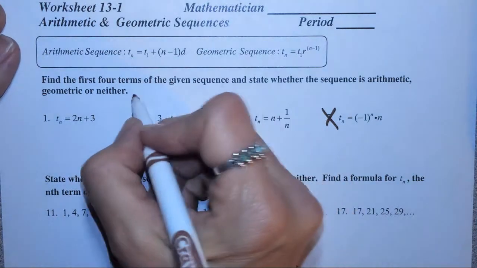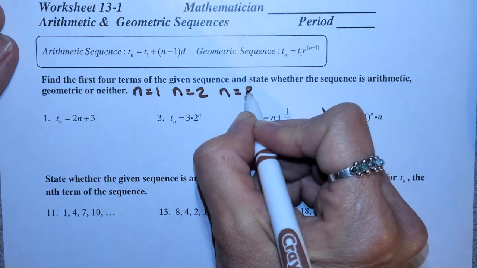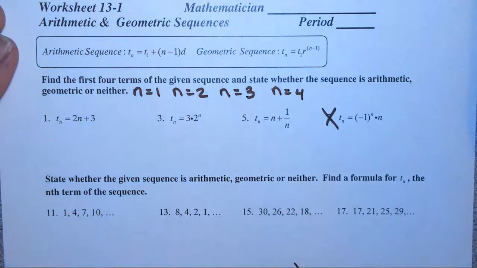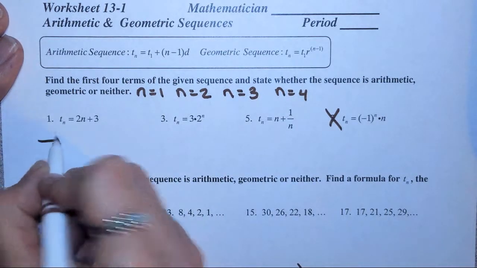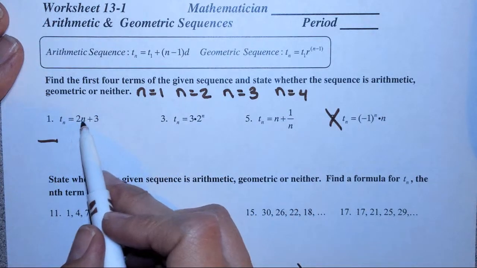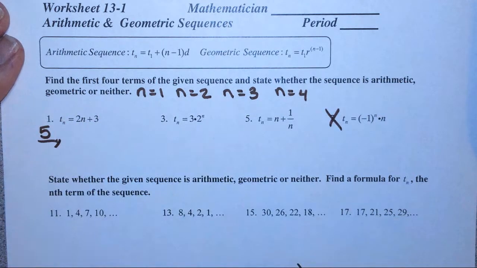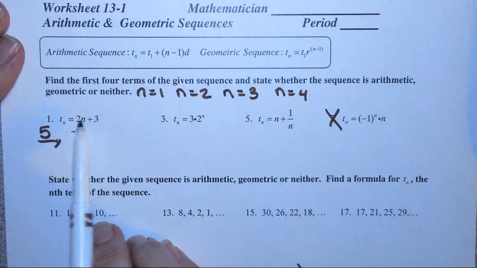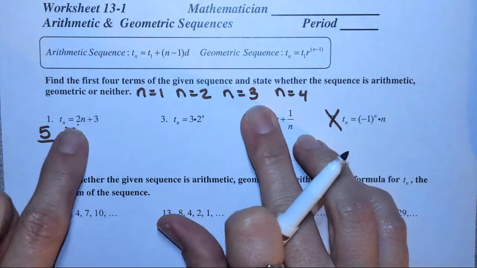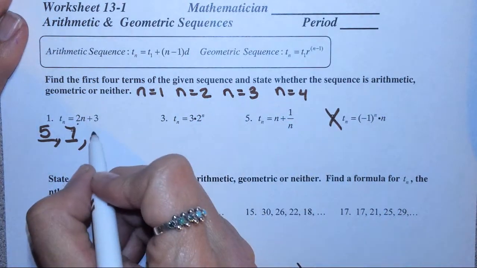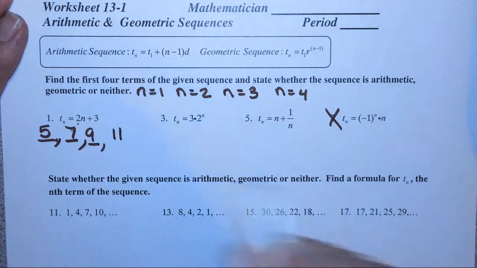So to find the first 4 terms, I have to let n equal 1, n equal 2, n equal 3, and n equal 4. And then I'm just going to plug in. So on this first example, to get the first term, I'm going to plug in 1. 2 times 1 is 2, plus 3 is 5, first term. Now I'm going to plug in 2. 2 times 2 is 4, plus 3 is 7. Let me do it again. 2 times 3 is 6, plus 3 is 9. And then 2 times 4 is 8, plus 3 is 11.